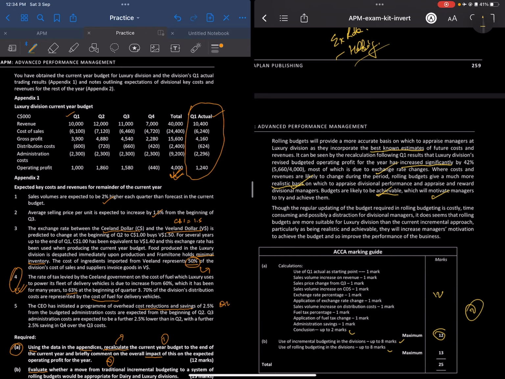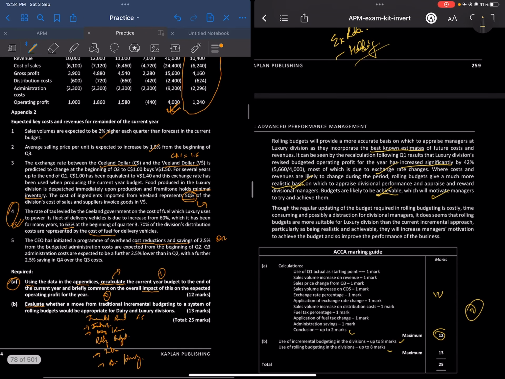So we can talk about negatives of this as well. When you're constantly doing it again, it's very costly, time consuming, and possibly a distraction for divisional managers. It does seem that rolling budgets are more suitable for the luxury division than the current incremental approach, particularly as they are realistic and achievable. They will increase managers' motivation to achieve the budget and so improve the performance of the business, right? Once they are motivated, they try to achieve that budget, which could lead to better performance.